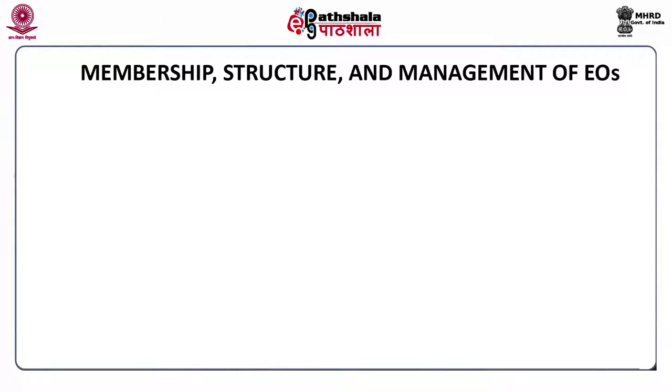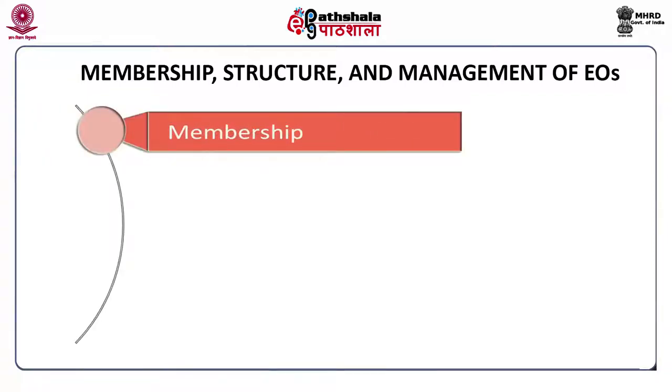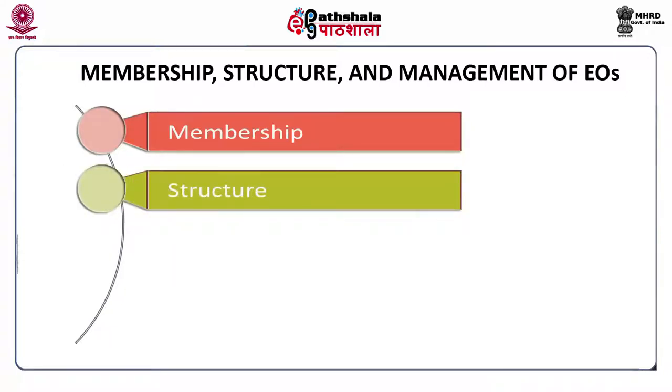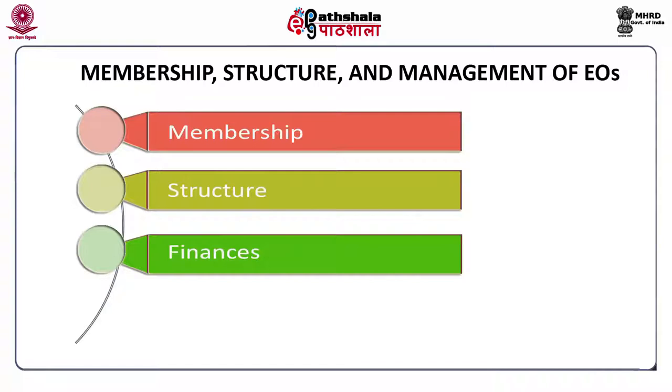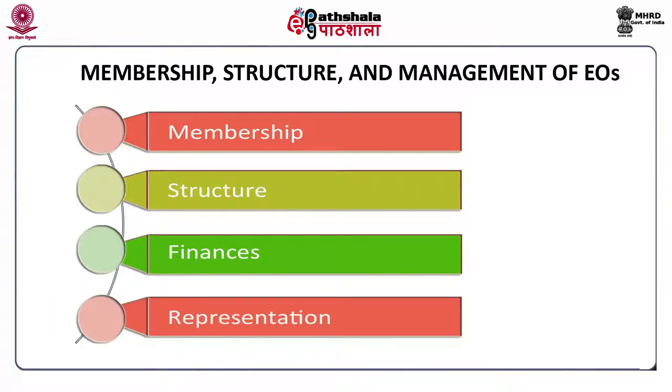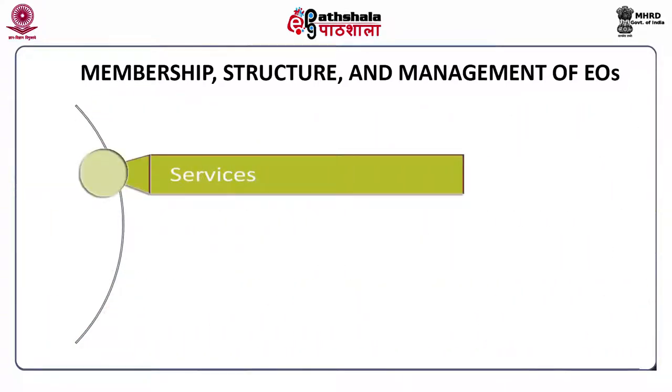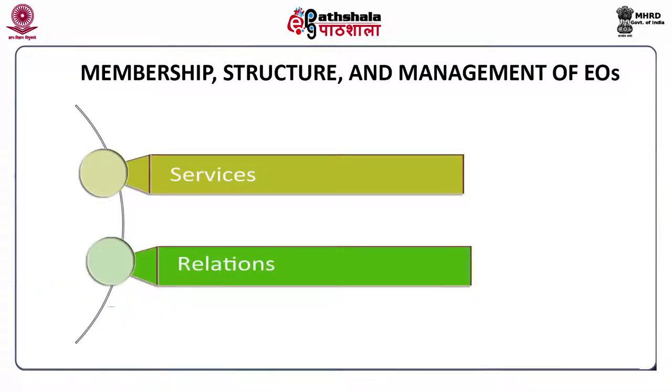Talking about the membership structure and the management of EOs, here we are focusing on six major issues: how a person or an employer can become a member of these organizations, how they are structured, how their finances are managed, how their representation is handled, services, and how they cater to the relations of the employer and employee.